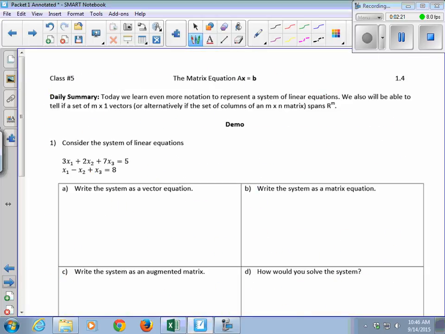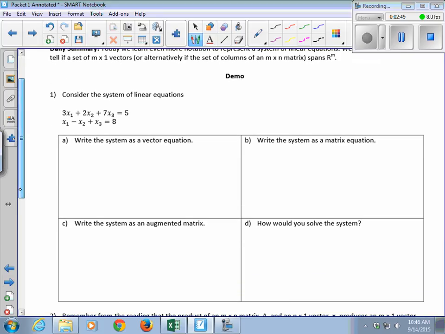Today we're going to learn even more notation to represent a system of linear equations. We have the augmented matrix that we learned the very first class, vector equations that we learned last class, and today another new notation. We're also going to be able to tell if a set of m by 1 vectors, or the columns of an m by n matrix, span a space.